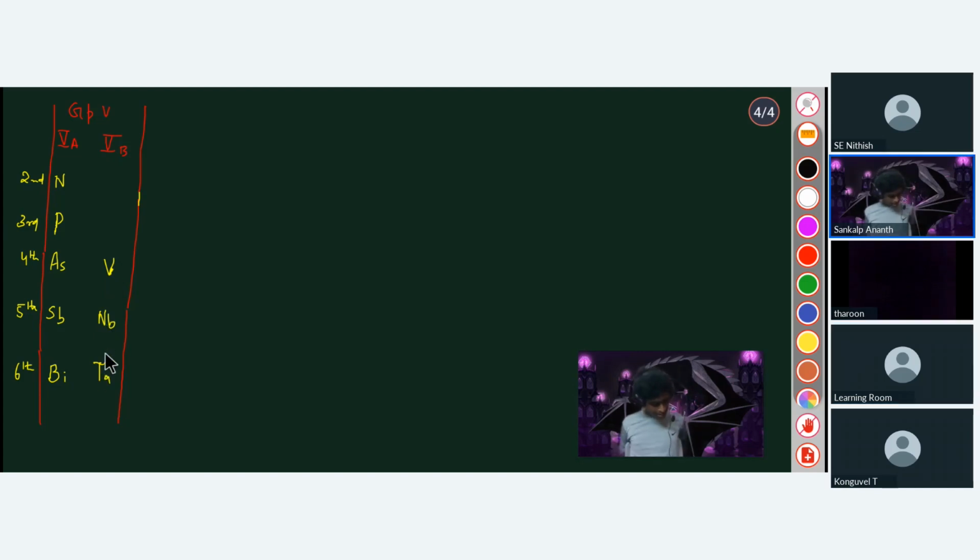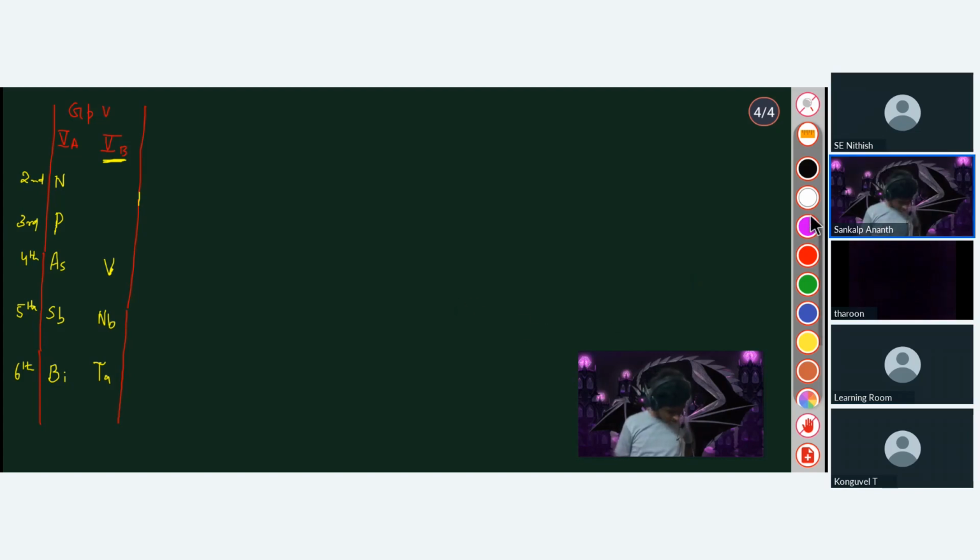D block is group 3 to group 12, right? Exactly. Group 3 to group 12, that is your D block. So these elements which you are seeing in the B one, that is your second subgroup, they are actually D block elements. Okay, I get it, sir. Yeah, these are the elements.